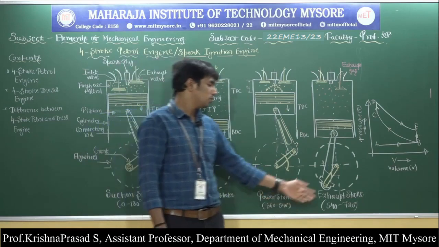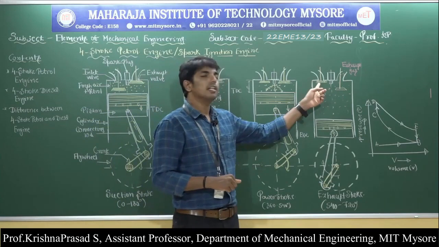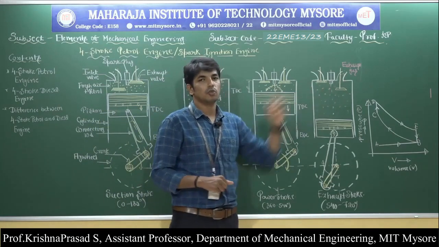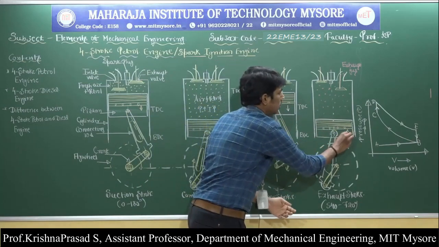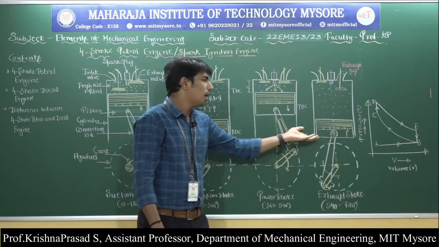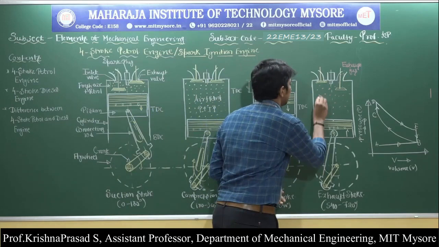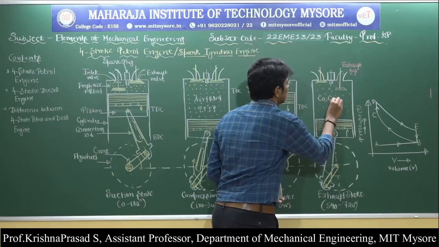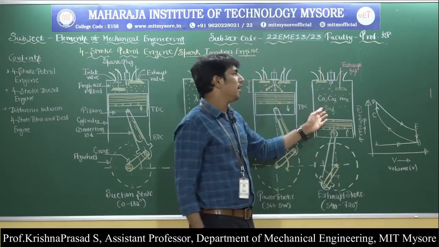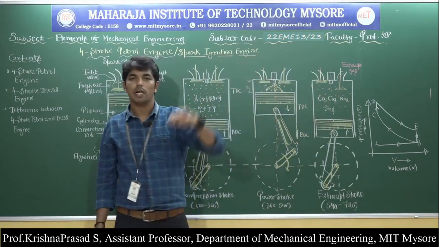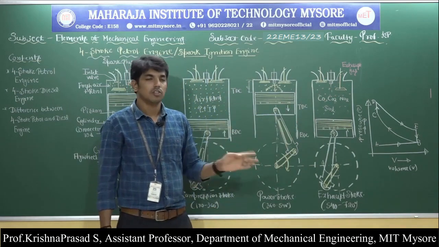Then the last one is called the exhaust stroke. So what is meant by the exhaust stroke? In the exhaust stroke, the inlet valve is closed but the exhaust valve is open, and the piston moves from bottom dead center to the top dead center. Due to the upward movement of the piston, whatever burnt gases are present inside the engine cylinder, like carbon monoxide, carbon dioxide, nitrogen dioxide, sulfur dioxide, must be expelled from the engine cylinder into the atmosphere through the exhaust valve. So this is called the exhaust stroke.